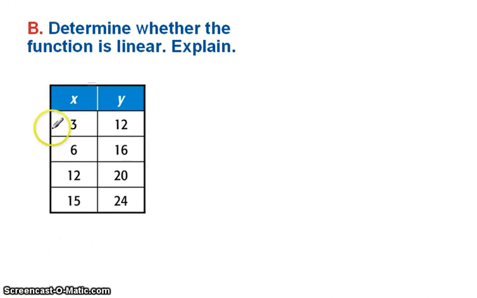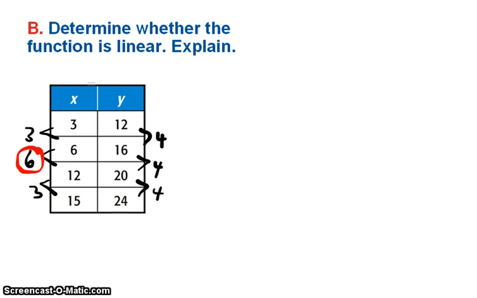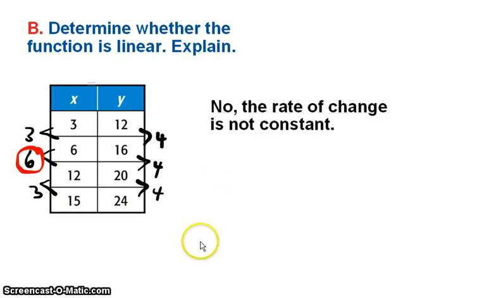If you look here, we're changing by 3. Then we're going up by 6. Then we change by 3 again. Let's look over here: 4, 4, 4. So you can see this piece right here, this 6, kind of throws things off. It doesn't increase by the same amount. So this one is not a linear function because it does not have a constant rate of change.